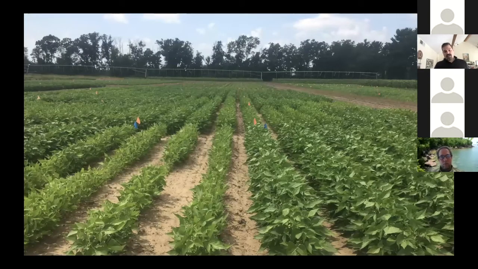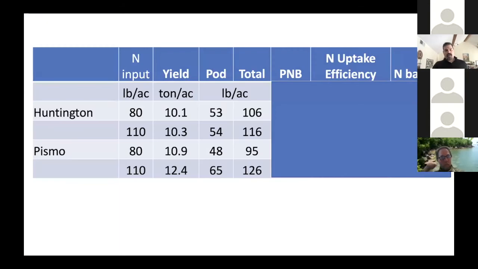So then moving into snap bean. So a little bit of those same things. First, I'm going to start with these non-nodulating varieties, right? The ones that respond to nitrogen, and in previous work have this optimal nitrogen range of 80 to maybe even a little bit more nitrogen. So I picked a site year of data. I picked Huntington and Pismo at 80, given it 80 or 110 pounds of nitrogen.